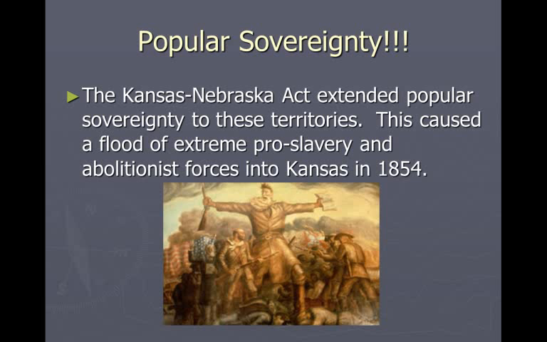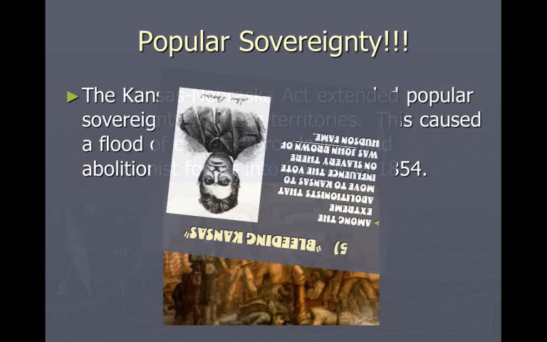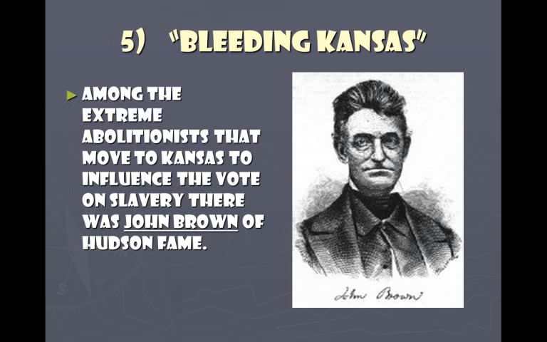But in Kansas, they become next-door neighbors. And that creates a situation where violence could break out, really with little or no provocation. And that's exactly what happened. We call the fifth cause of the Civil War Bleeding Kansas because violence breaks out over the question of the voting that will take place.